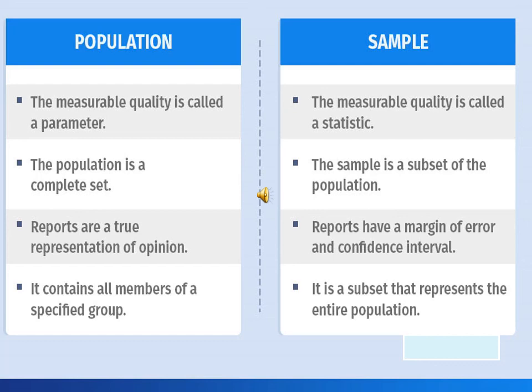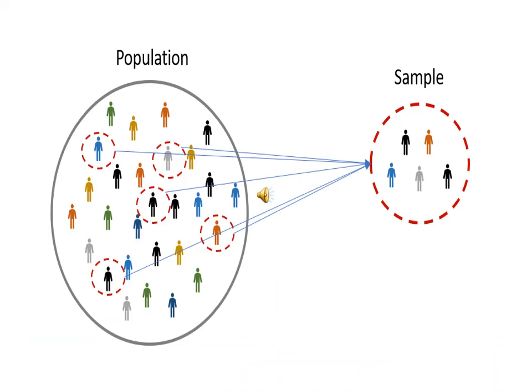The measurable quality of a population is called a parameter, while the measurable quality in a sample is called a statistic. In population, reports give a true representation of opinion, while in sample, reports have a margin of error and confidence interval. Here in this figure, you can see a sample drawn from a whole set of population, and you can see that a sample is representative of the whole population.